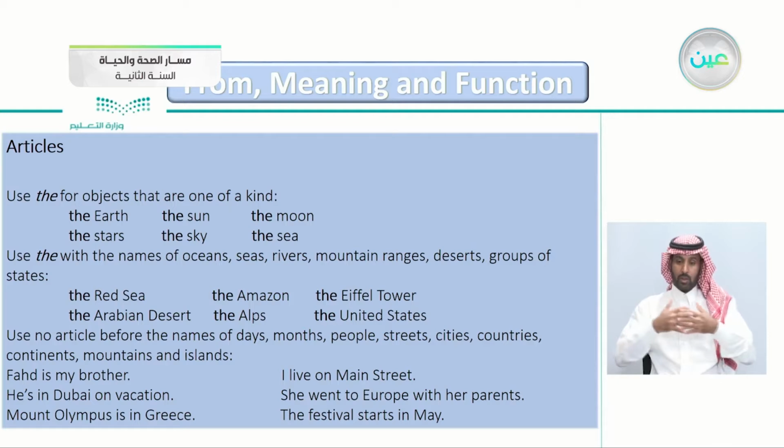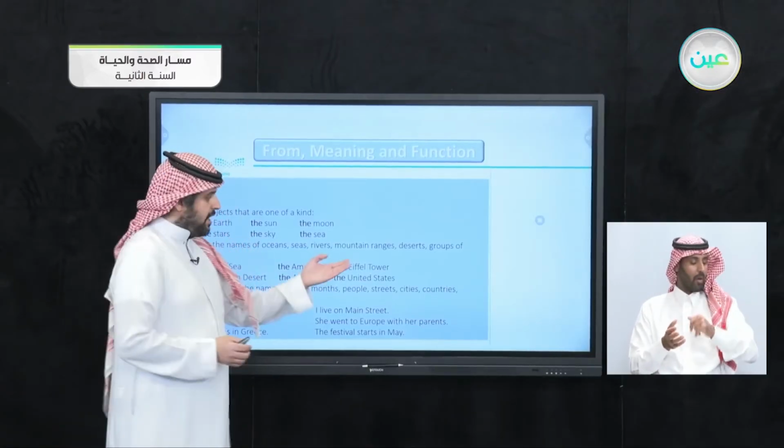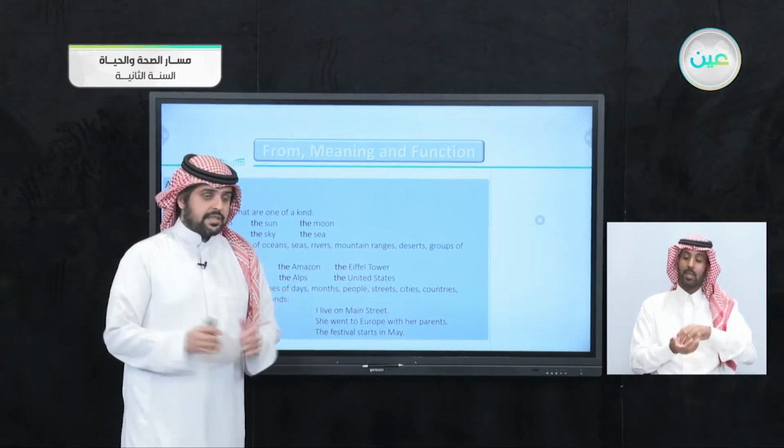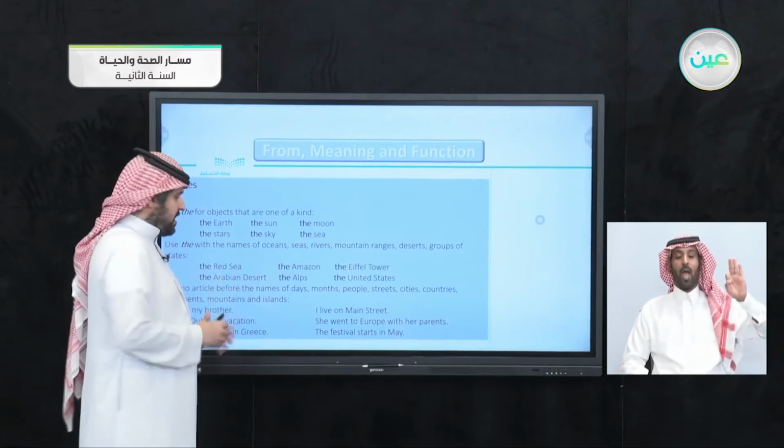the United States here. We use no article before the names of days, months, people, streets, cities, countries, continents, mountains, and islands. So with days, months, people, streets, cities, countries, islands, and mountains, we don't use any article. Of course, we can exclude the countries that are groups of states, like previously said, the United States, but regular countries, we don't use any article. Fahad is my brother. So this is the name of a person. I don't say the Fahad. No, I just say Fahad.